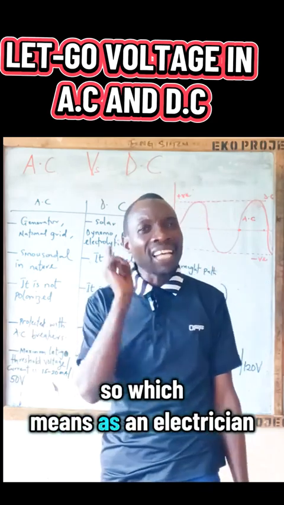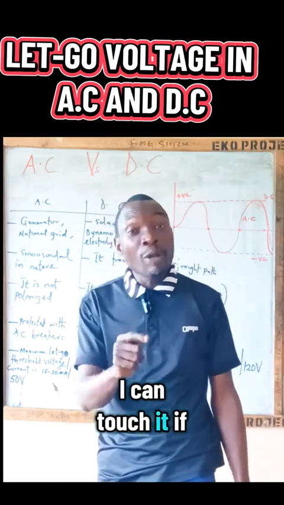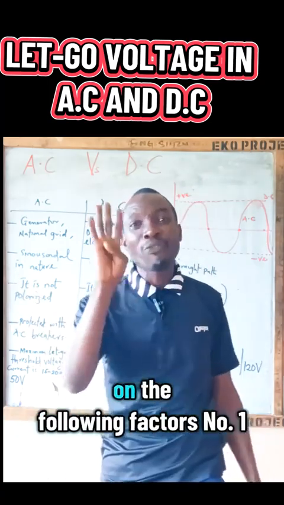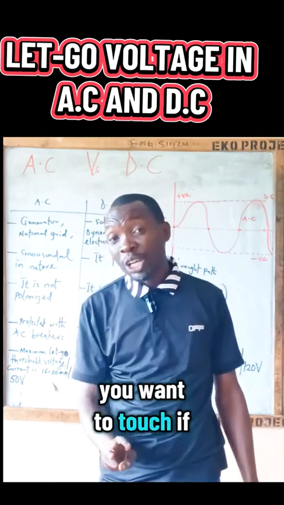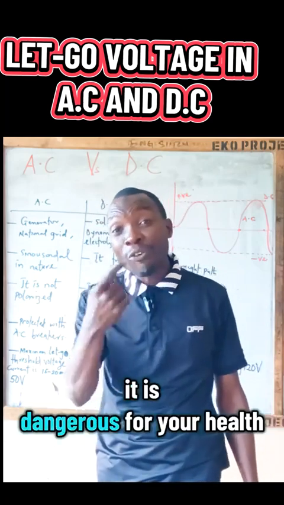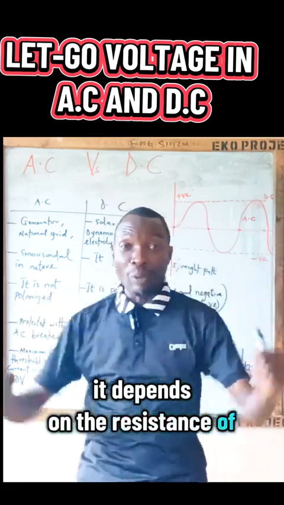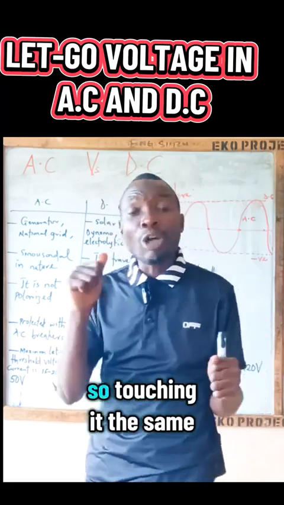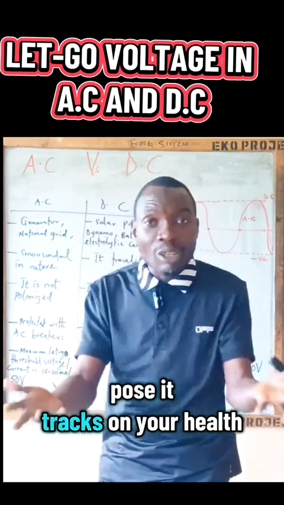So which means, as an electrician, there are some of you who say, I can touch it. If you want to touch it, touching an alternating current depends on the following factors. Number one, the value of the voltage you want to touch. If the voltage is above 50, don't touch it. It is dangerous for your health. Number two, it depends on the resistance of the body. My own body resistance could be different from yours. So touching it the same way I touch it could pose a threat to your health.